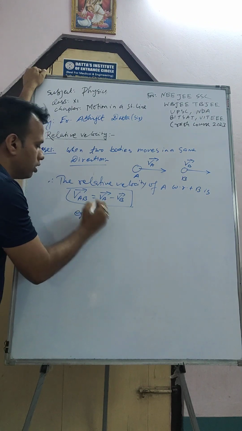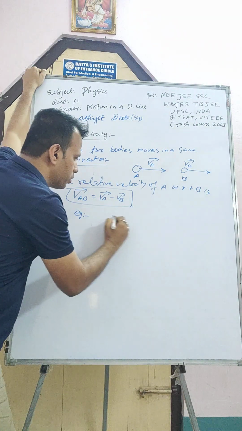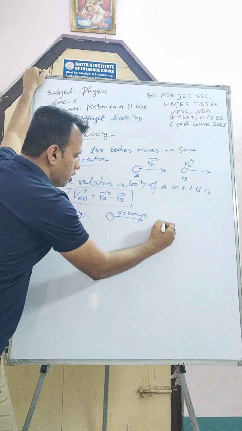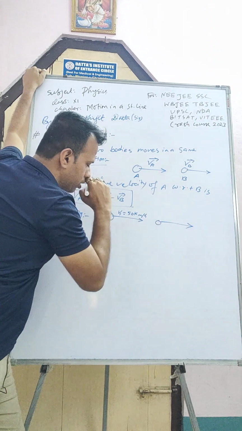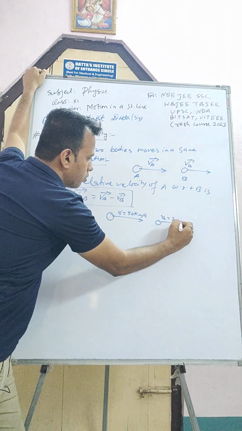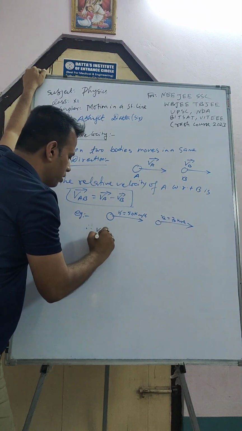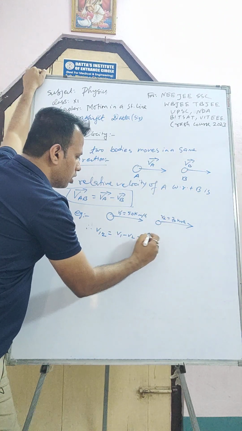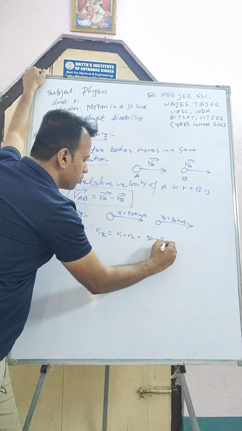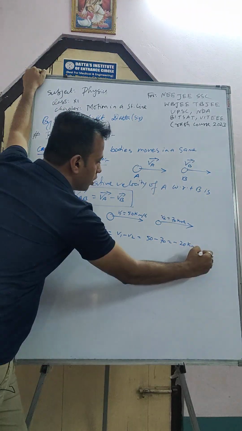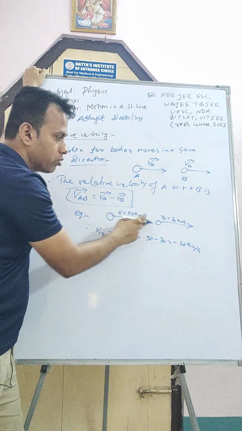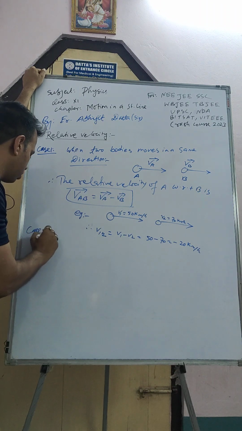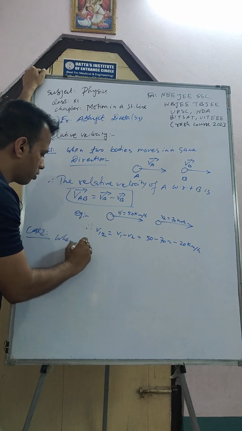Let's try to give one example. Suppose one object is moving with velocity 50 km per hour, and another object is moving in the same direction with velocity 70 km per hour. So here the relative velocity of 1 with respect to 2 will be v1 minus v2, that is 50 minus 70, that is minus 20 km per hour, the relative velocity of 1, that is A, with respect to B. Got my point? Clear this much?